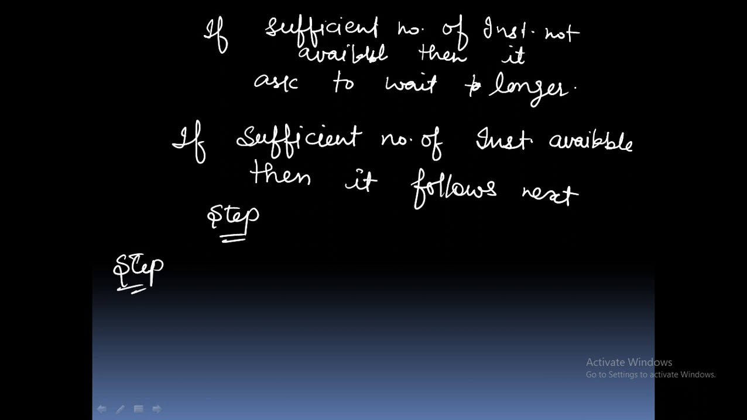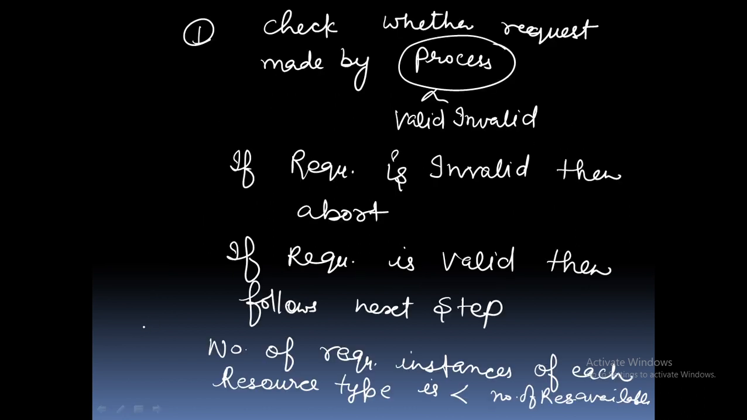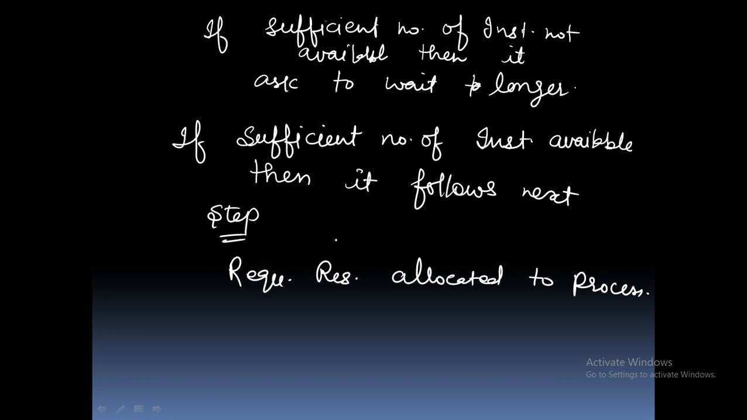And the next step is that Banker's algorithm makes an assumption that the requested resources are allocated to the process. Then, with the requested resources allocated to the process, it modifies the data structures accordingly and moves from one state to another state.